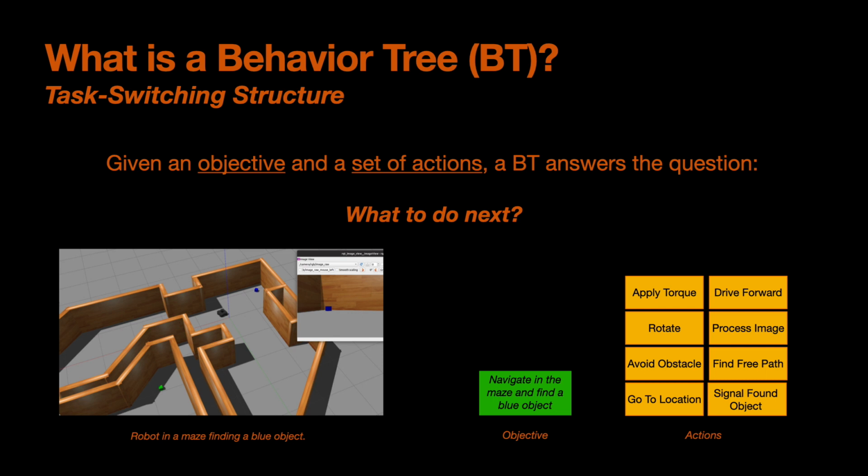And all these actions can be apply torque, rotate, drive forward, process this image, find a free path. These are all actions, and this behavior tree, we'll see, will compose all of these actions intelligently, kind of hierarchically, in order to achieve that high-level goal. It'll break down the high-level goal into sub-goals and apply those actions in an intelligent process.